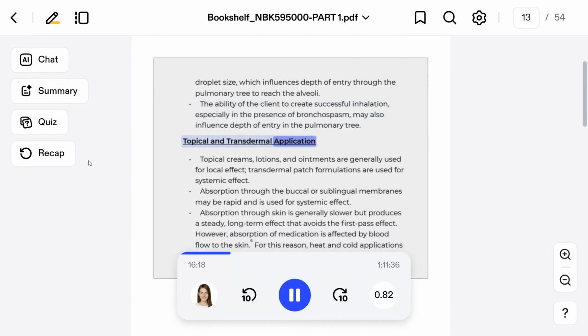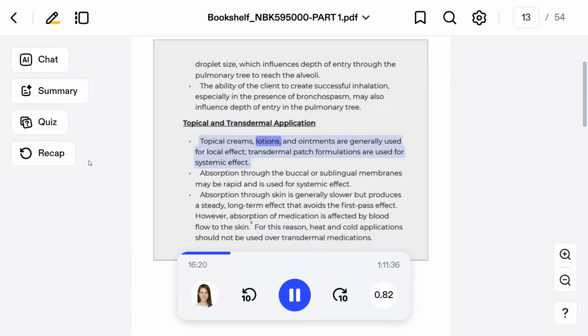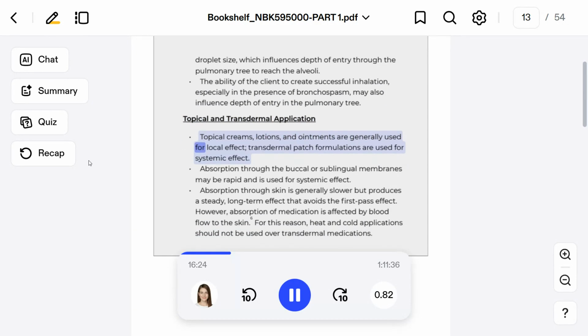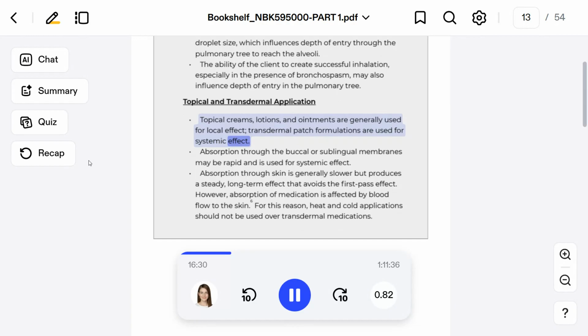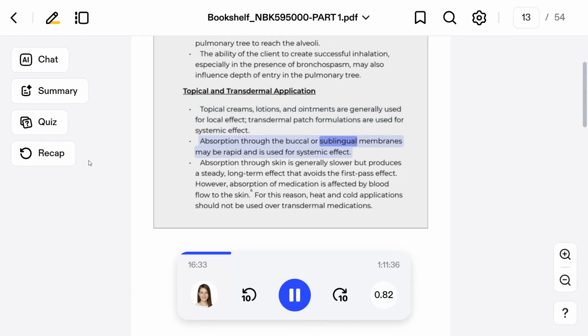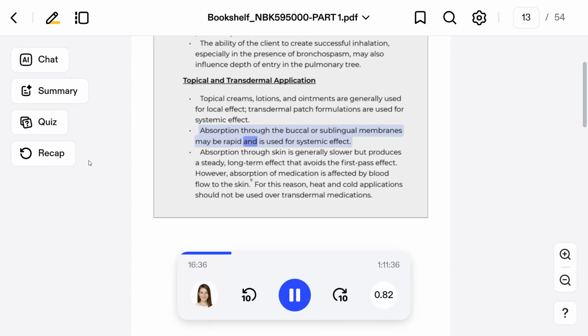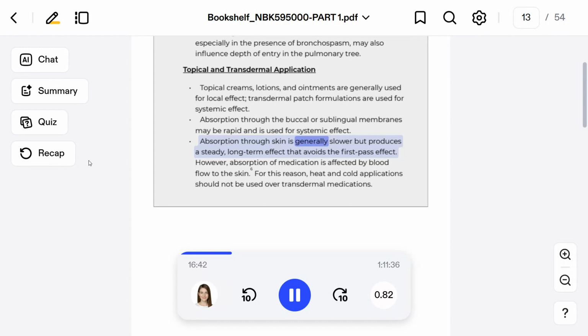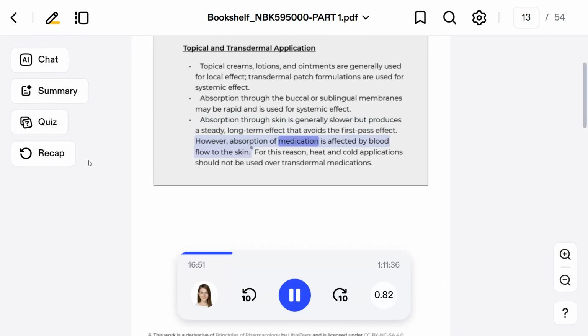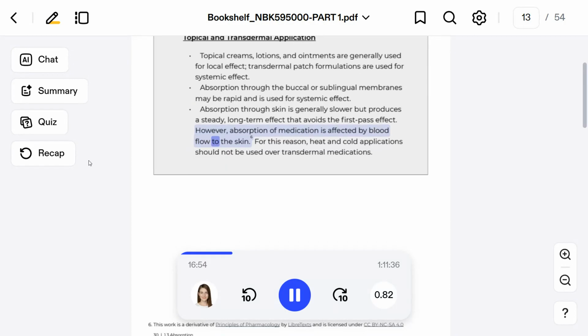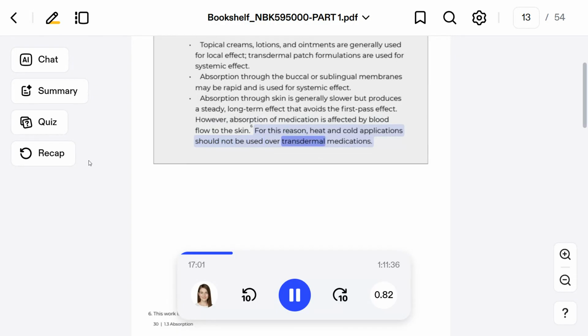Topical and transdermal application. Topical creams, lotions, and ointments are generally used for local effect. Transdermal patch formulations are used for systemic effect. Absorption through the buccal or sublingual membranes may be rapid and is used for systemic effect. Absorption through skin is generally slower, but produces a steady, long-term effect that avoids the first pass effect. However, absorption of medication is affected by blood flow to the skin. For this reason, heat and cold applications should not be used over transdermal medications.